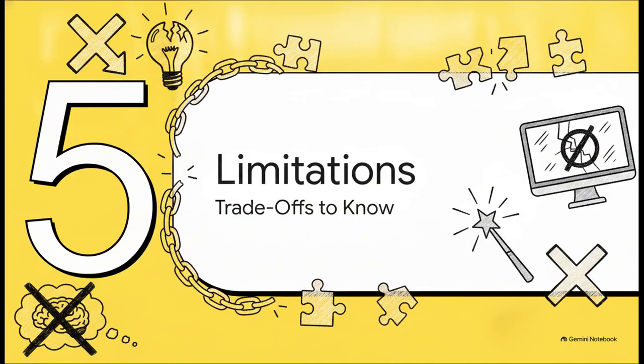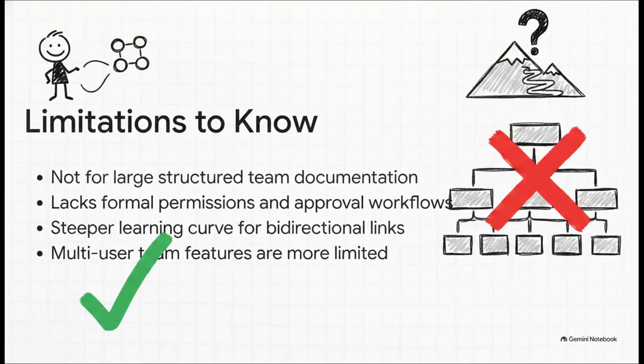Section 5. Limitations and trade-offs. Okay, let's take a step back and be totally objective for a second to talk about what it shouldn't be used for. SilverBullet is incredible for personal or small-scale knowledge management, but it is definitely not for large, structured team documentation. It entirely lacks the formal permissions and approval workflows that big enterprise teams require. If your business needs a really strict hierarchy or a formal corporate wiki, you should probably be looking at tools like BookStack or Wiki.js instead.